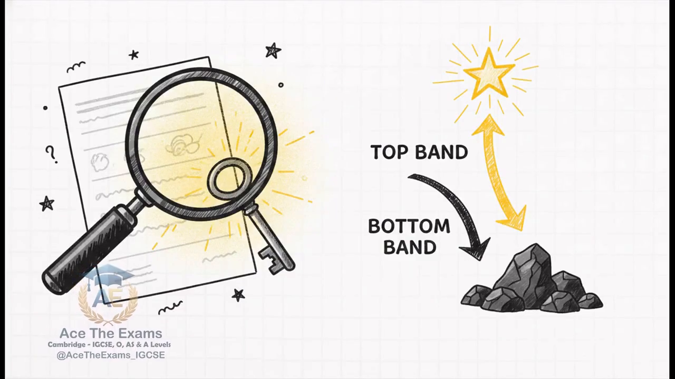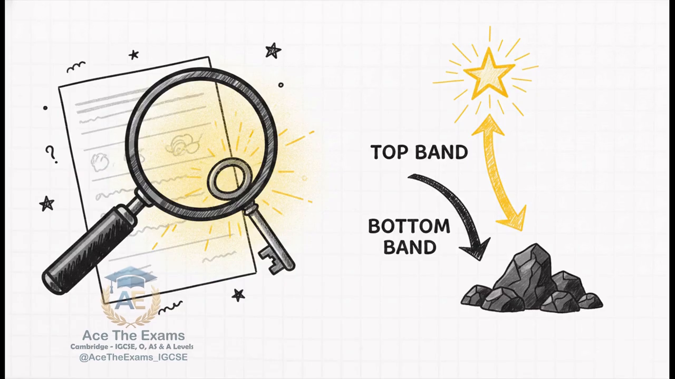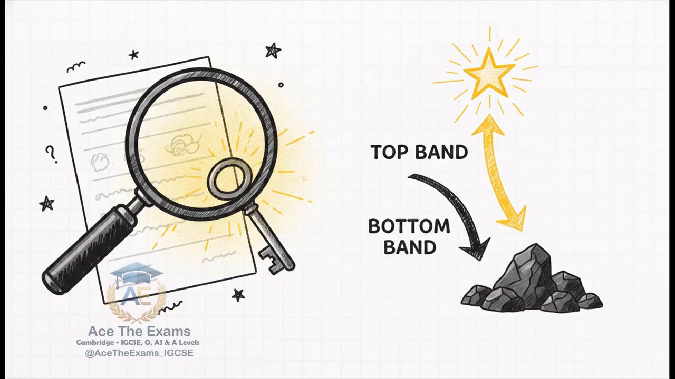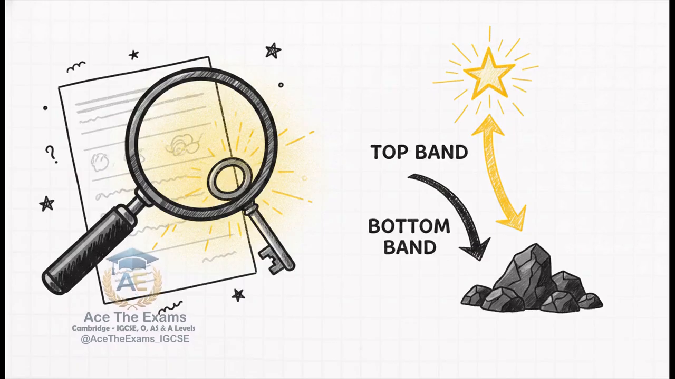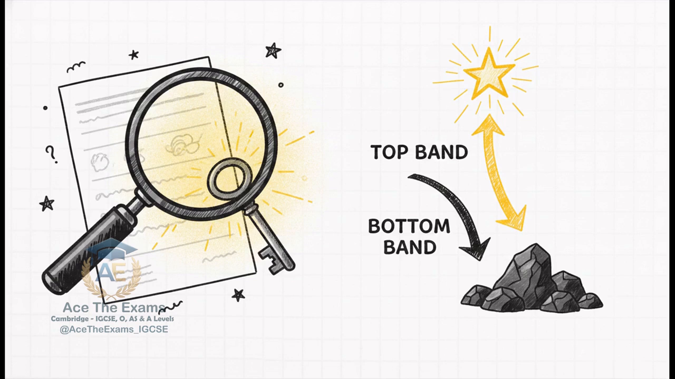Now pay close attention to this next part. In just a few minutes, I am going to reveal the exact hidden examiner clue that decides whether you land in the bottom band or the top band for a question. It's a really subtle trick they hide in the prompt, and it changes your answer completely. But to actually spot that clue, you need a core framework first.